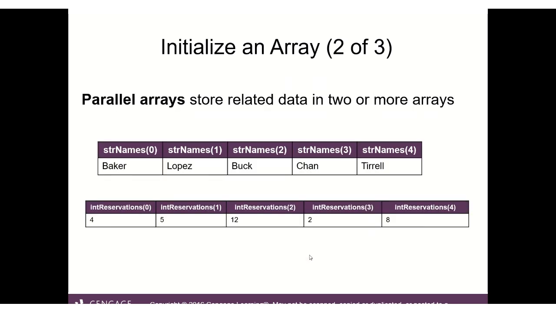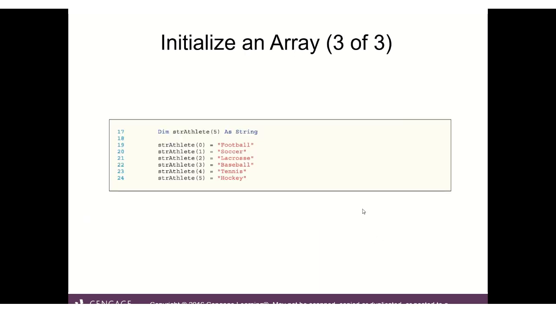When you initialize an array, you can have two parallel arrays. They can store related data in two or more arrays. So you have the names of the customers and the number of reservations, let's say how many days they are reserving a hotel room, things like that. If we think in that way, this array contains the names, and this array contains the reservation quantities.